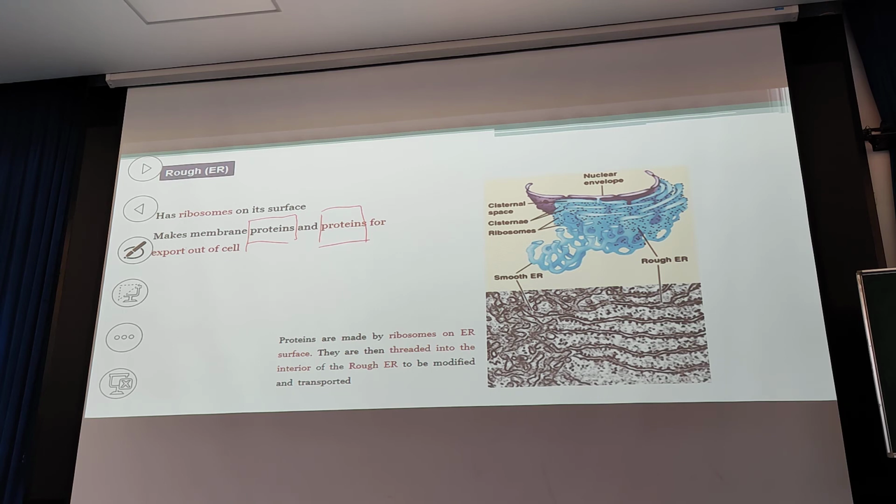So here, on the surface of the rough ER, ribosomes stick to it, and when protein synthesis happens on the surface of the rough ER, the protein goes to the interior of the rough ER to be modified and transformed.